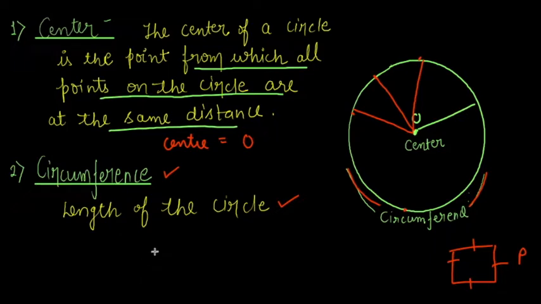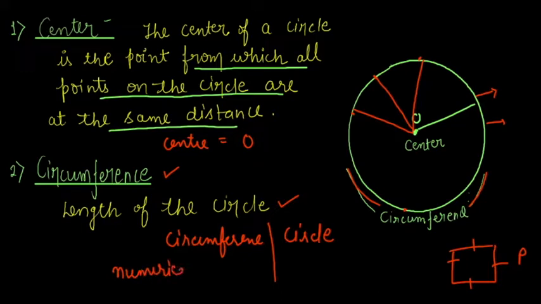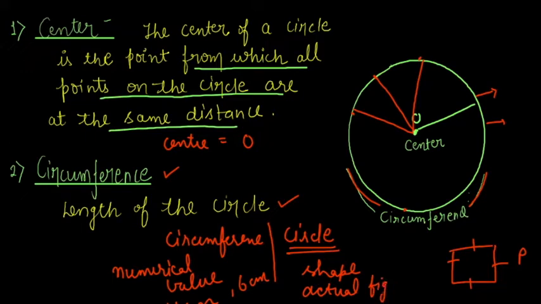Now you will say, what is the difference between circumference and circle? Because earlier we said that this is a circle, and now I am saying this is circumference. The only difference between circumference and circle is that the circumference is a numerical value, right? We say that the circumference of the circle is 4 centimeter or say 6 centimeter. But when I say circle, it means we are talking about a shape, the actual figure. So that's the difference.